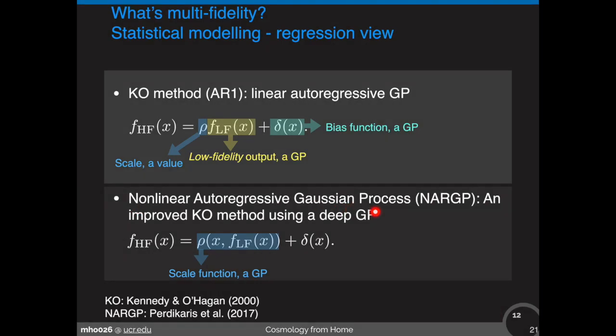The nonlinear GP is an improved KO method using a deep Gaussian process, where you assume the scale parameter is a Gaussian process, which takes as input both the cosmologies and the output from the previous fidelity. In this way, you can have a scale parameter, modeling the correlation between low and high fidelity, that is a function of cosmology.